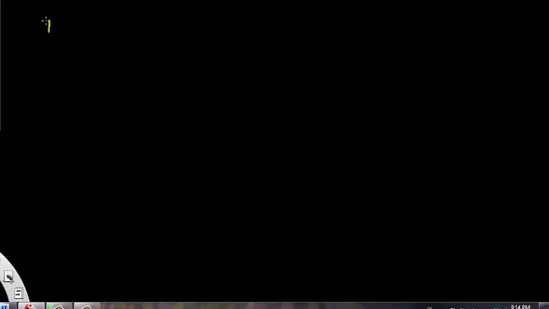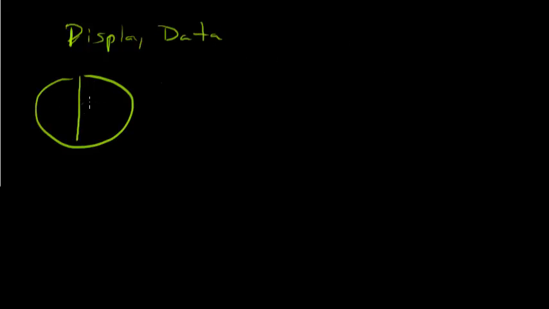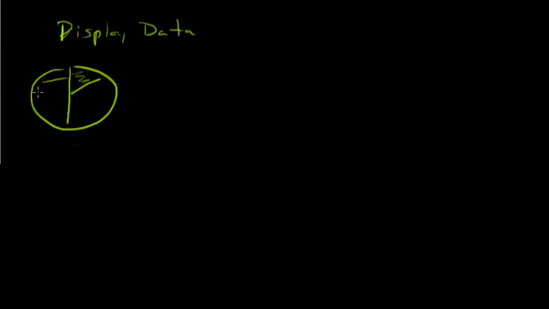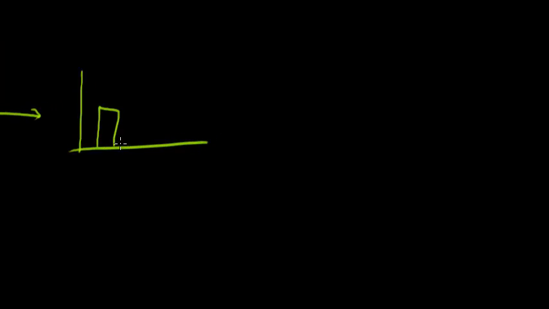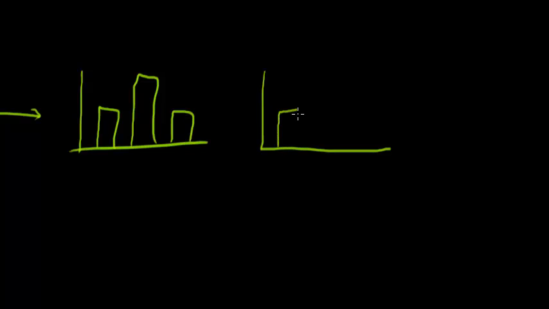Well, there are many ways to display data, and you have seen some of these before. We may have talked about pie charts. We can talk about a graph like this. You can display data in a bar graph, which will have things like this, or maybe you might even have a histogram, which is basically just a bar graph where all of the bars touch.